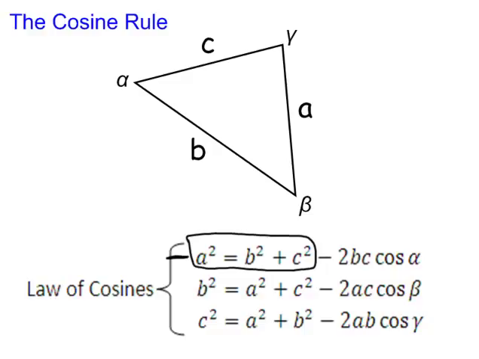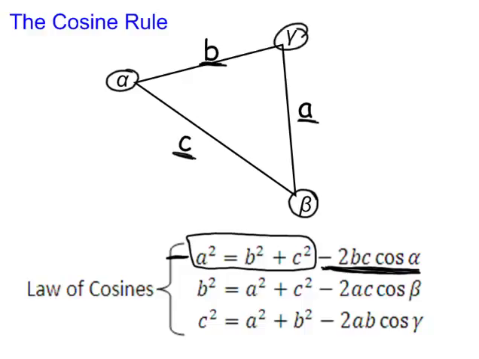Really, the law of cosines is the Pythagorean theorem with an extra accommodation for not having a right angle. And this is that extra accommodation. Okay? So a squared equals b squared plus c squared minus 2bc times the cosine of alpha. Now notice that alpha is the angle that's across from side A. Beta is the angle that's across from side B.